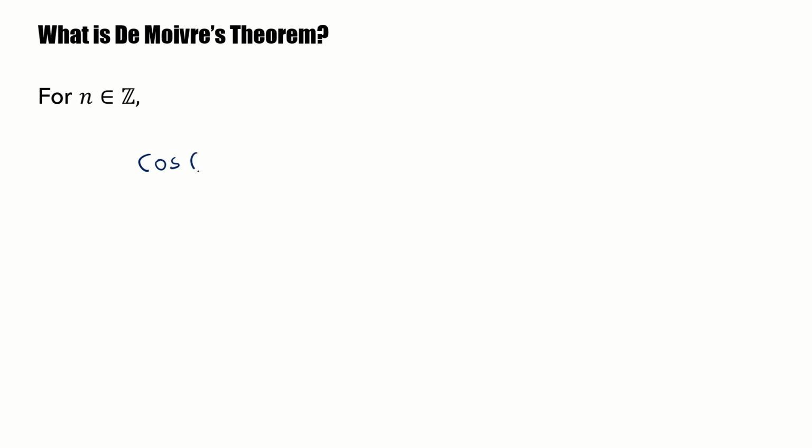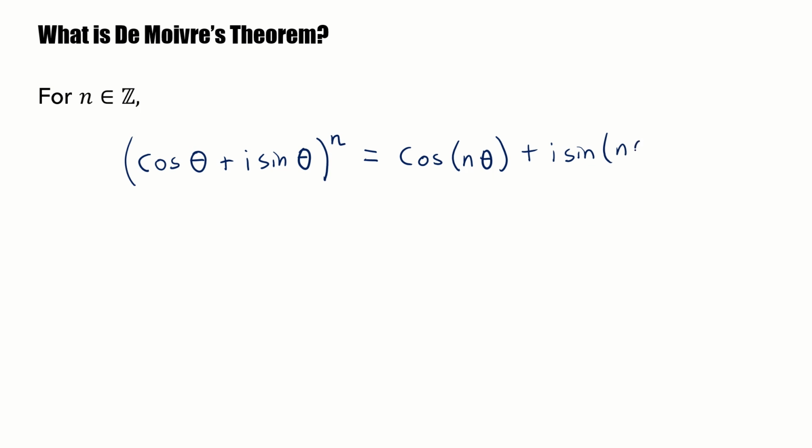We can say that cos of theta plus i sine of theta, where i is the square root of -1, the imaginary number, if we take that expression in brackets all to the power of n, then we can rewrite this more simply as cos of n theta plus i sine of n theta, which is pretty neat because it means we can conveniently take a power and move it inside the trig function.